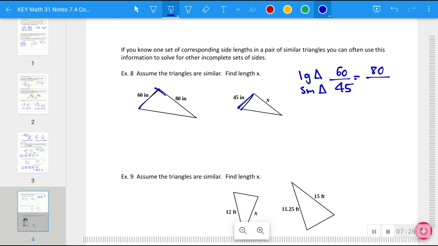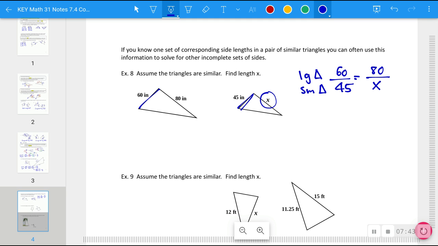And then the 80 is the medium length side. There's actually a longer one that we don't know down there. It's not marked. But that 80 is not as long as this side down here. So we're going to go with the medium length side, 80, and the medium length side over here is X.